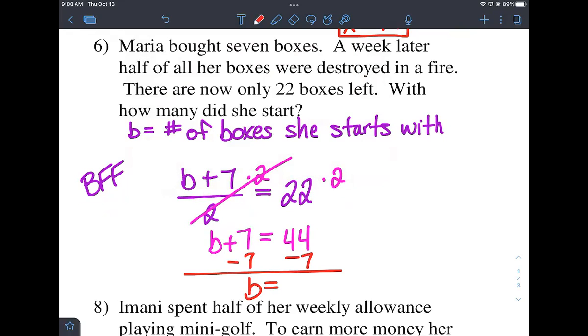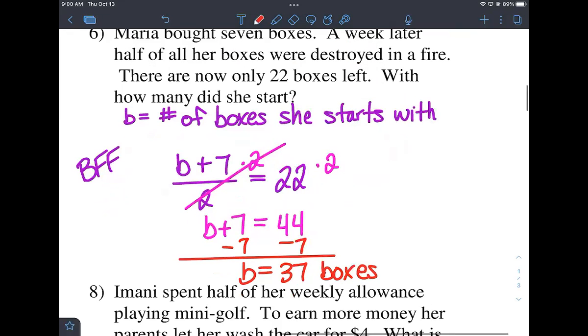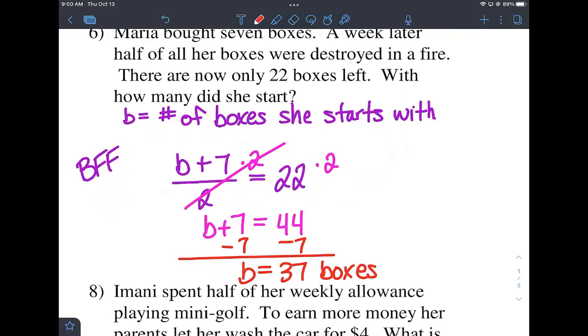37. 37 what, 80? Boxes. Thank you. Is it? Yeah. Okay. Well, try that on your quiz and see if you move half a point around.